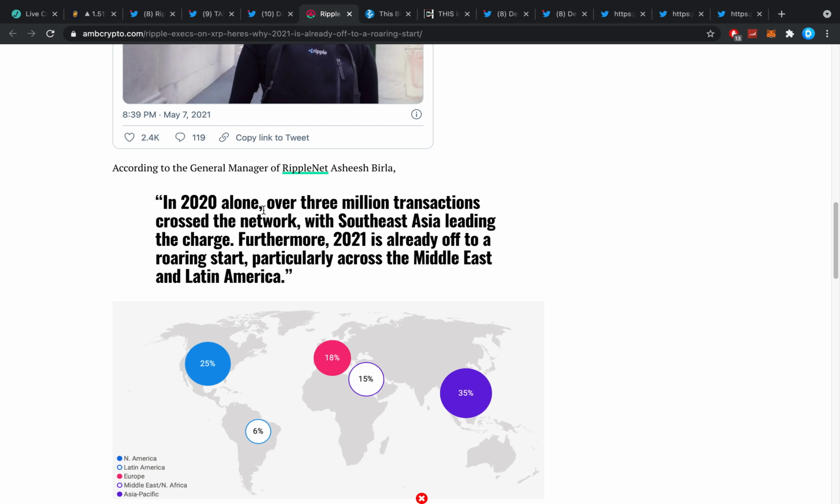Ripple's progress is going to be even crazier once they fix this lawsuit, though, which could be in a couple of weeks, could be in a couple of months. We do not know. We're just waiting it out.